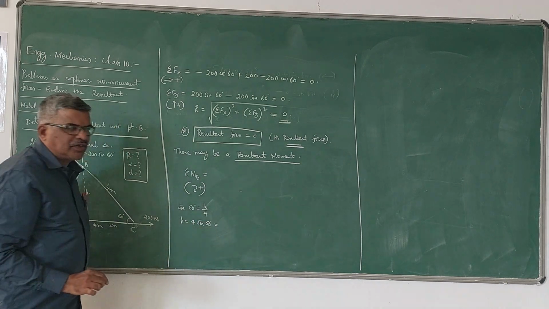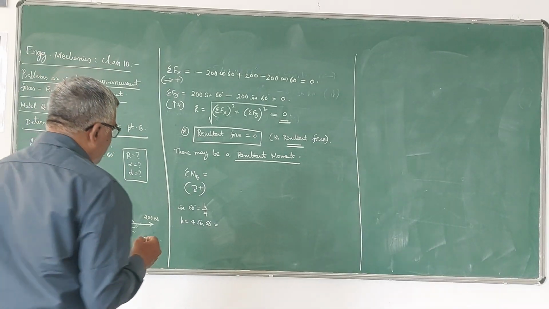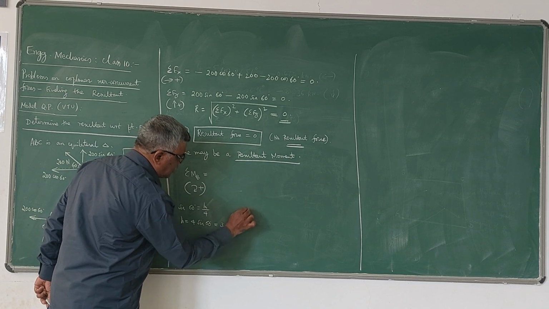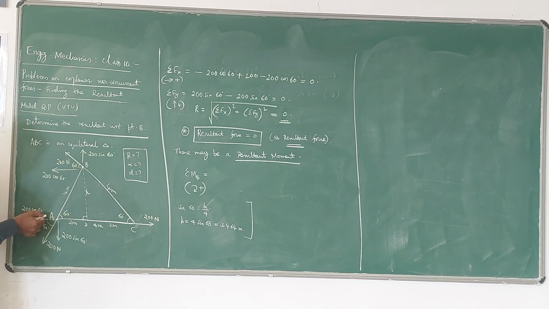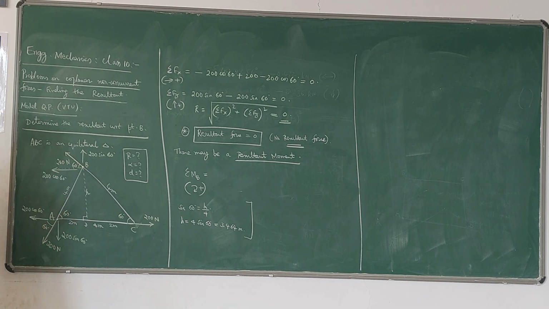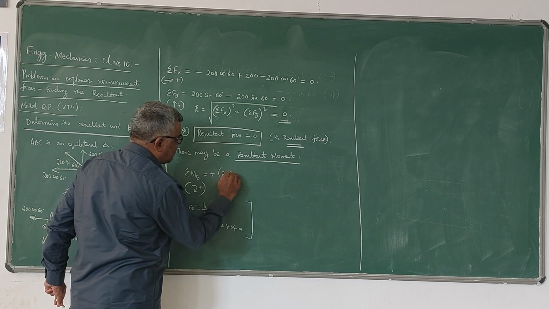4 into sin 60 is, I think, 3.464 meters. Just calculate that. So why I need this h value is this force 200 cos 60 is giving a clockwise moment about B and the distance is this h. Now I will write the moments. So this force 200 cos 60 is giving a clockwise moment about B, so it is positive, clockwise is positive.